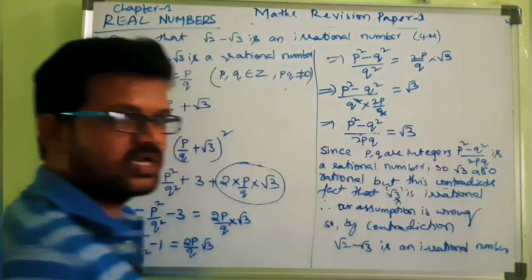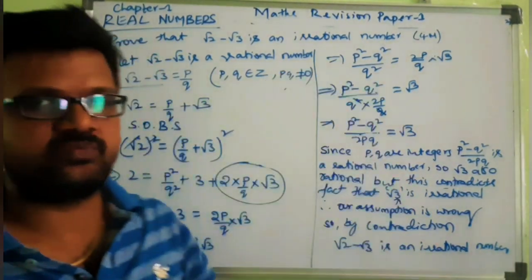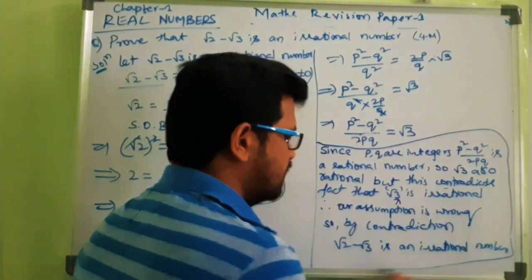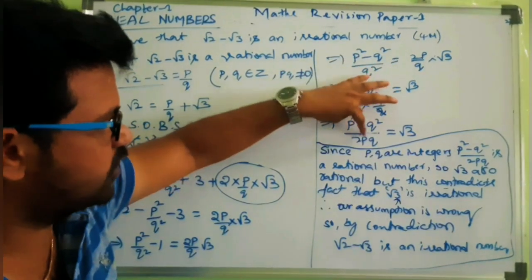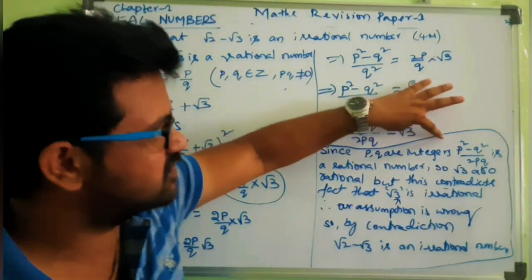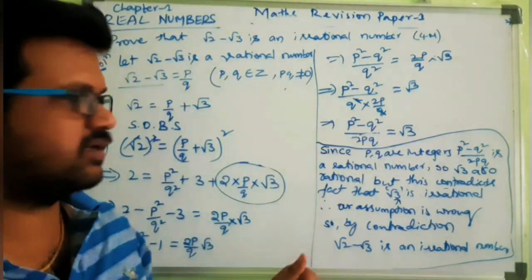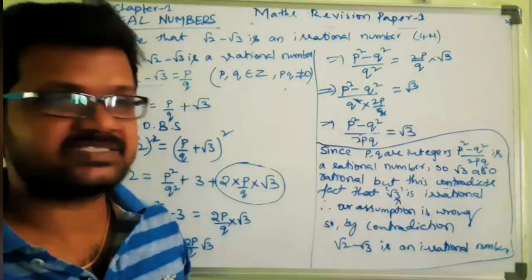This conclusion is 1 mark, and this one is half mark, and this is 1.5 mark. So you should have patience to write this conclusion. Very, very important. See here, (p² − q²)/2pq. Since p and q are integers, (p² − q²)/2pq is a rational number. So this is rational means this also must be rational, but this contradicts the fact.